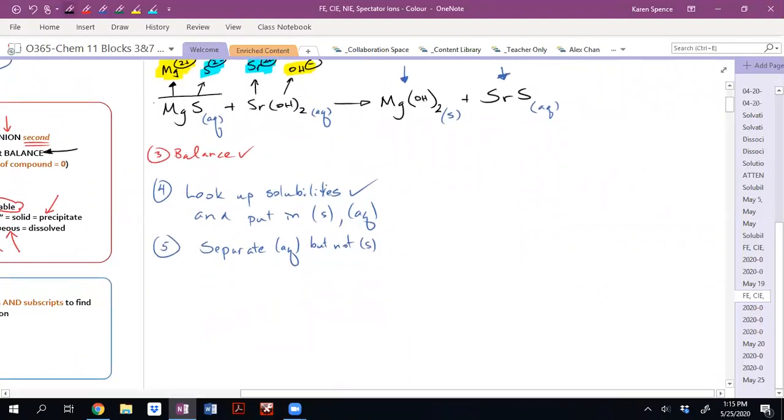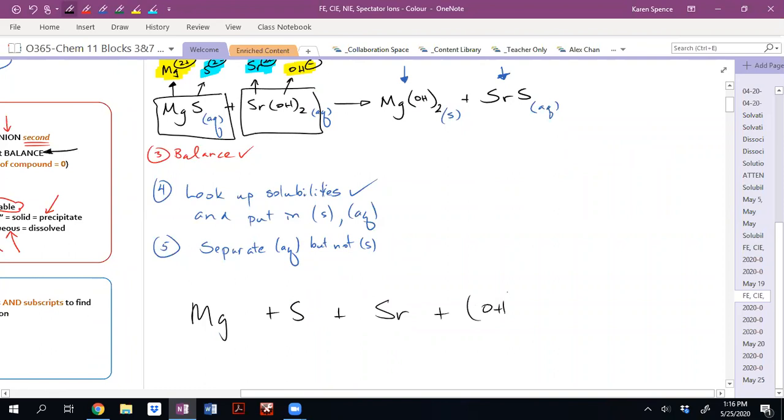Okay, so we have MgS. Oh, just one of each. That's easy. So we have Mg plus S. Next, we have strontium hydroxide. We have 1 strontium, and then we have OH2.